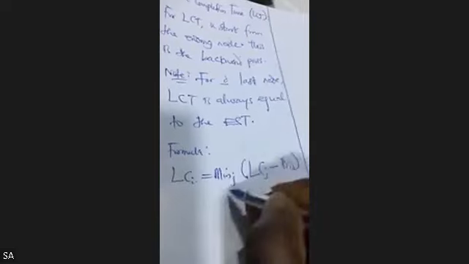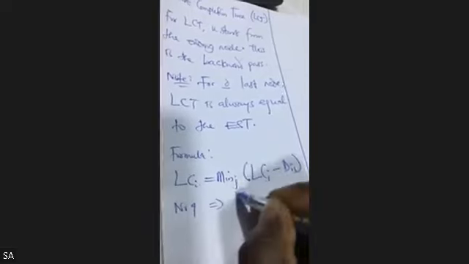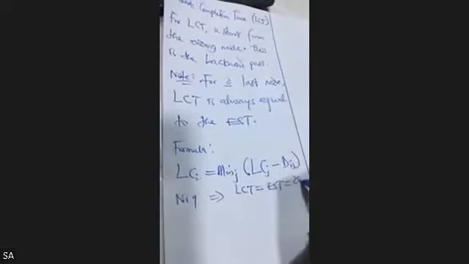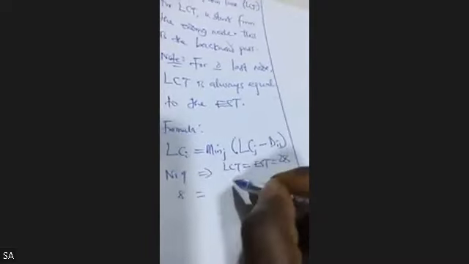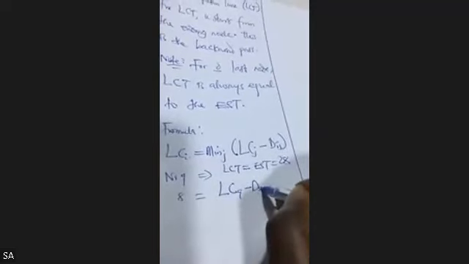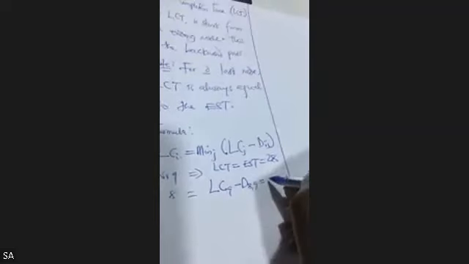So for node 9, I told you node 9 LC is equal to EST, which is 28. For node 8, how did I get it? LC of 9 minus D from the arrow pointing from 8 to 9. So we have 28 minus 8. That's how we got 20, in case you're doing your division.